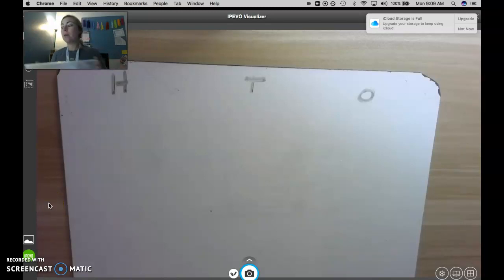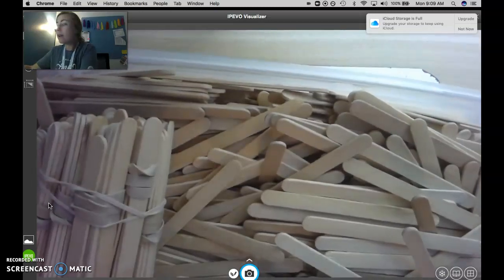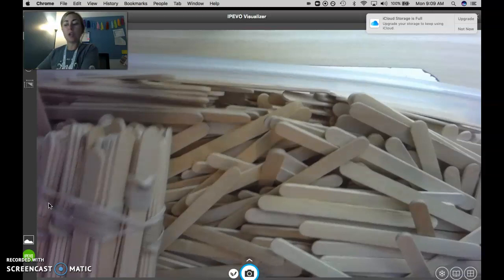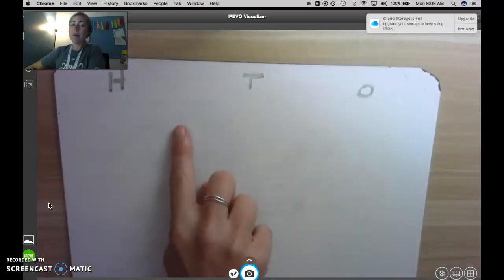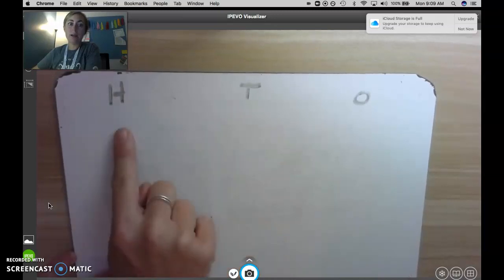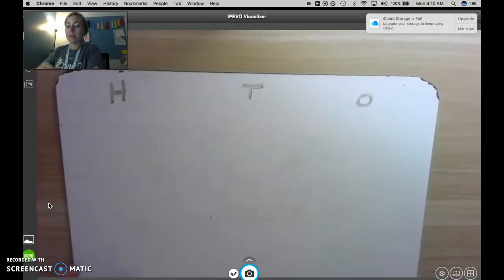Remember, last time we had all these popsicle sticks and we still need to help teachers figure out how many popsicle sticks they each have. So I told them that we could do it together. So I have my place value chart right here with my hundreds, tens, and ones. Let's count together by ones first.